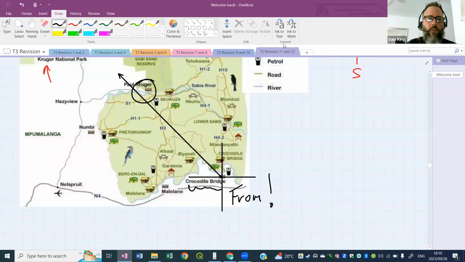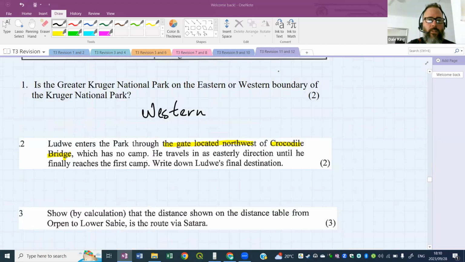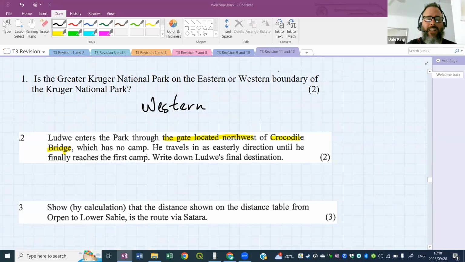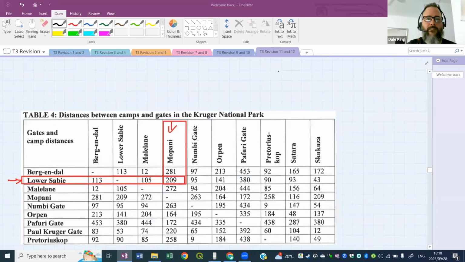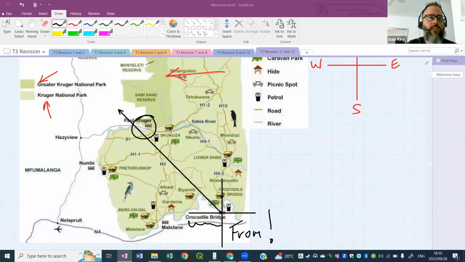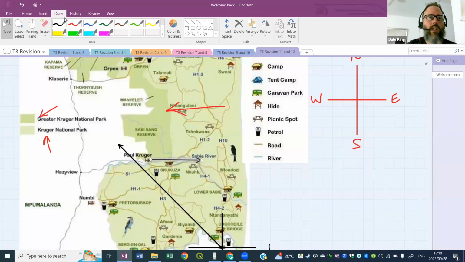Okay, then the question says, let's have a look. He travels in an easterly direction until he finally reaches the first camp. Okay, so he travels east from that gate. So I'm going to draw an arrow going east from that gate until he reaches the first camp. Now, what does a camp look like? If we go up to our key, we can see here that that is what a camp looks like.